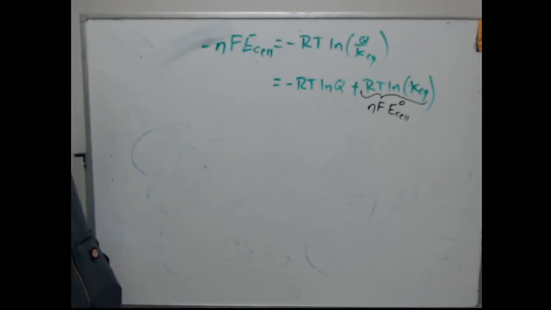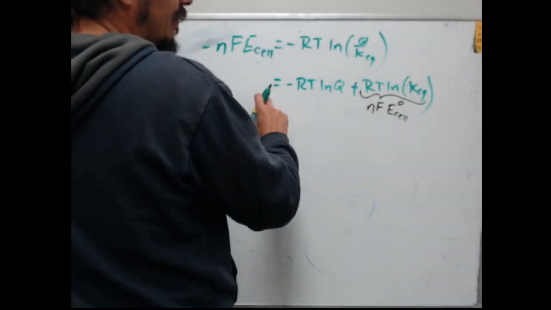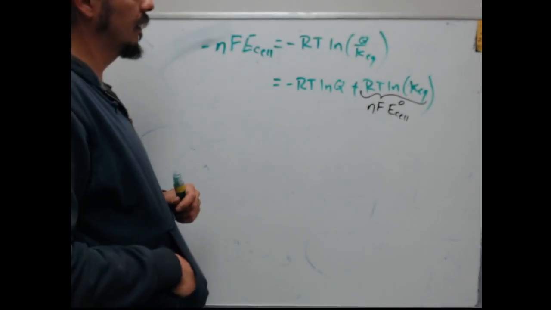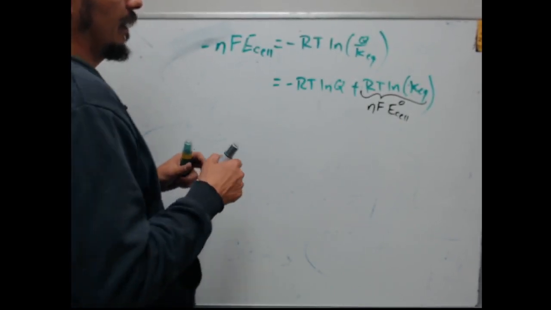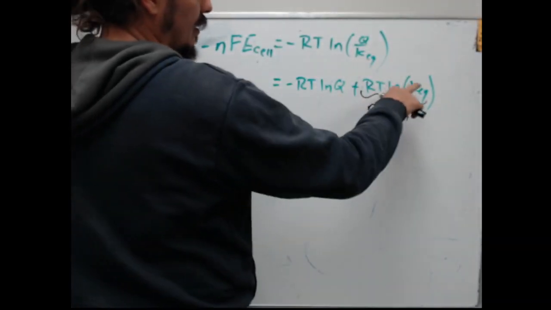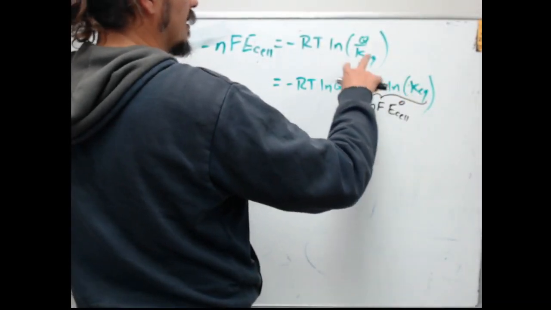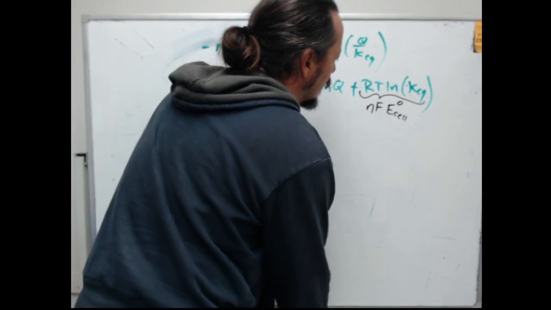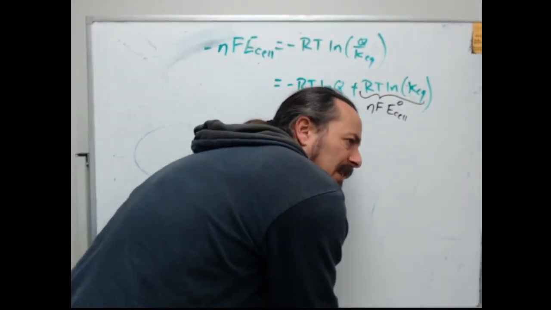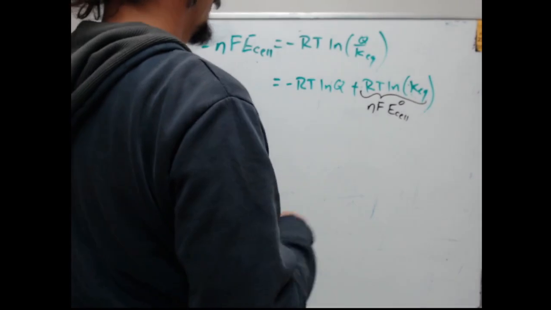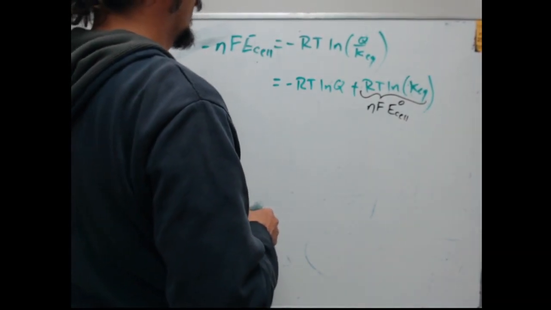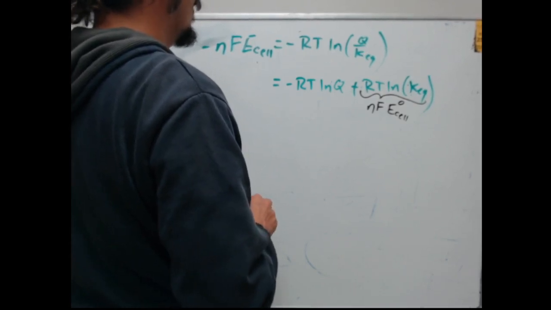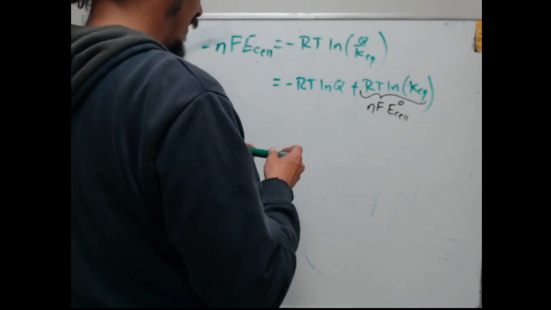So I can divide over. Wait, why does it become plus? I see why it becomes plus. But I feel like I messed up a negative sign someplace. I don't think so, because it's minus ln K_eq, because you do minus and then this is negative. So yeah, I think that's alright. Well, I still think I messed up a negative sign someplace.